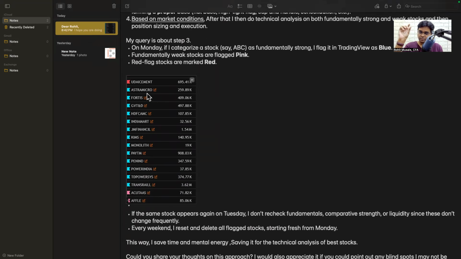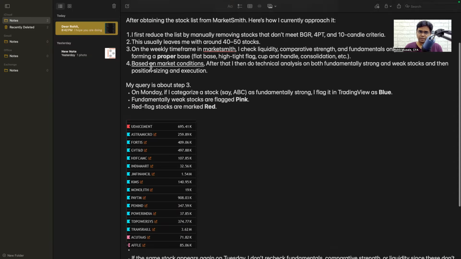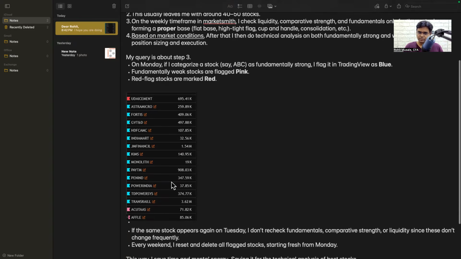So there is a red flag on MarketSmith. He will mark it red. That's the system that he is using, and this is step three, which means he's talking about weekly time frame. Okay, so on Monday he's looking at these stocks and he'll keep it till Friday.